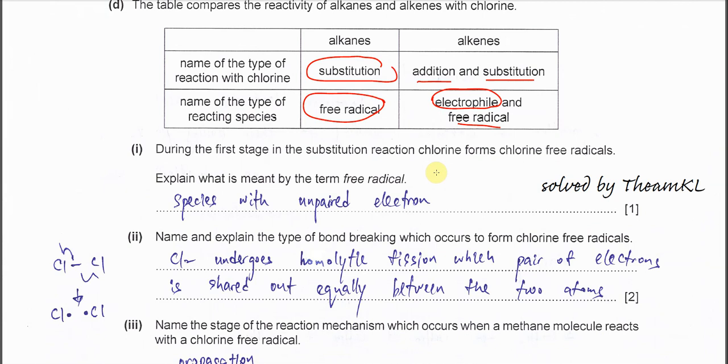Okay, part 1. During the first stage, in the substitution reaction, chlorine forms free radical. Explain what is meant by free radical. Very easy. The species with unpaired electron. As long as the species has unpaired electron, we call this free radical. Like chlorine. Chlorine radical has one unpaired electron and the rest is paired. Means it has three lone pairs and one unpaired electron. So this one we call radical, because it has one unpaired electron.